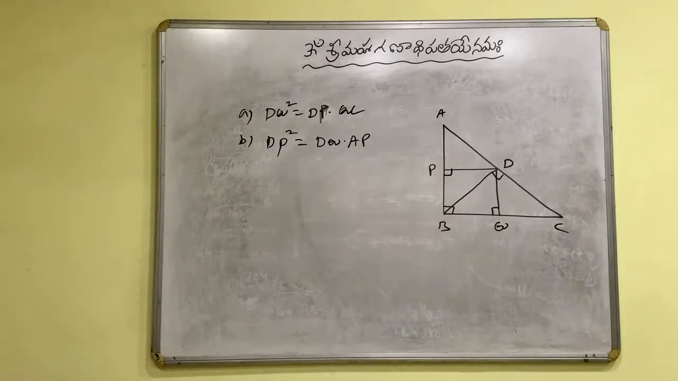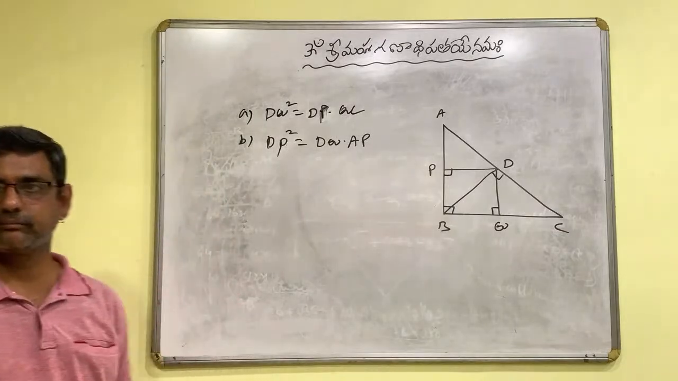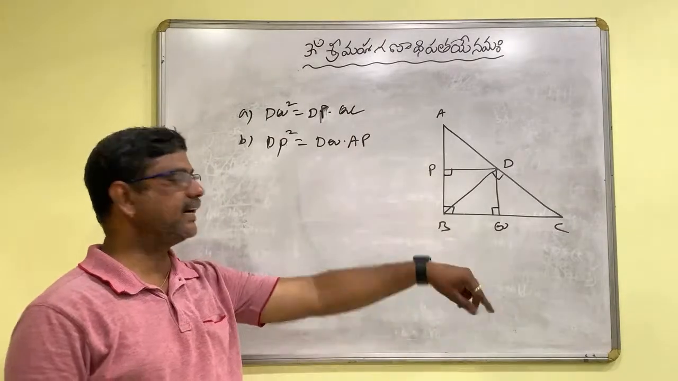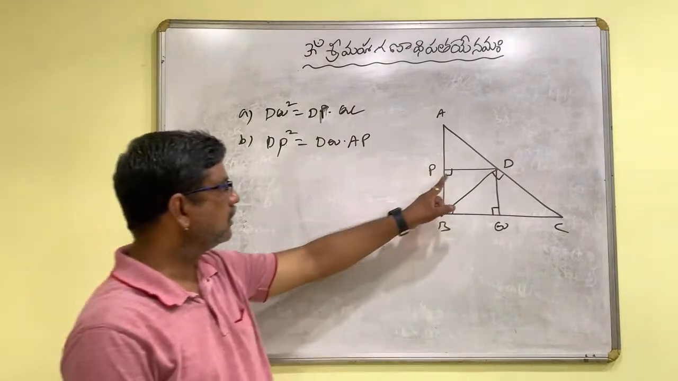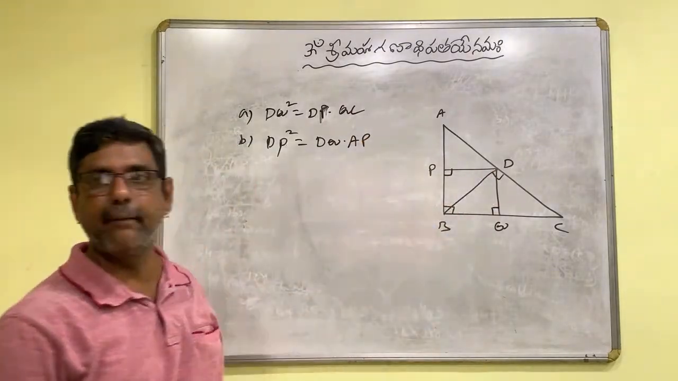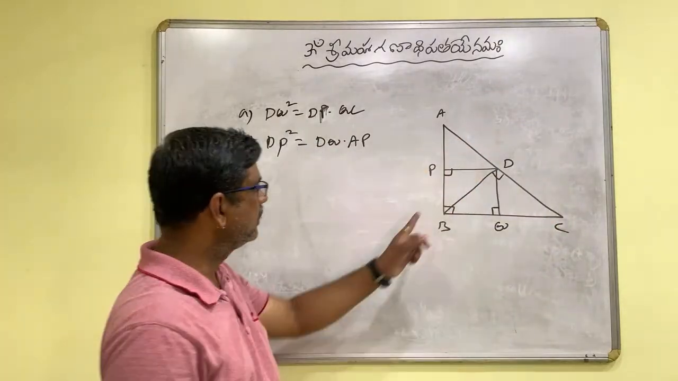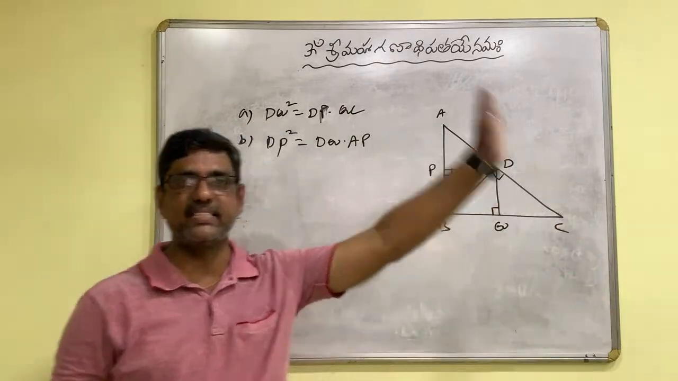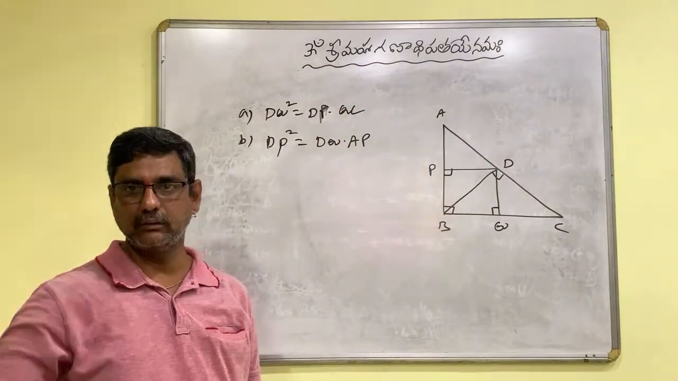Okay. See this one, children? ABC is a right triangle, right angle at B. DP is perpendicular to AB. DQ is perpendicular to BC. BD is perpendicular to AC. That is given. Now, children, now doubt.